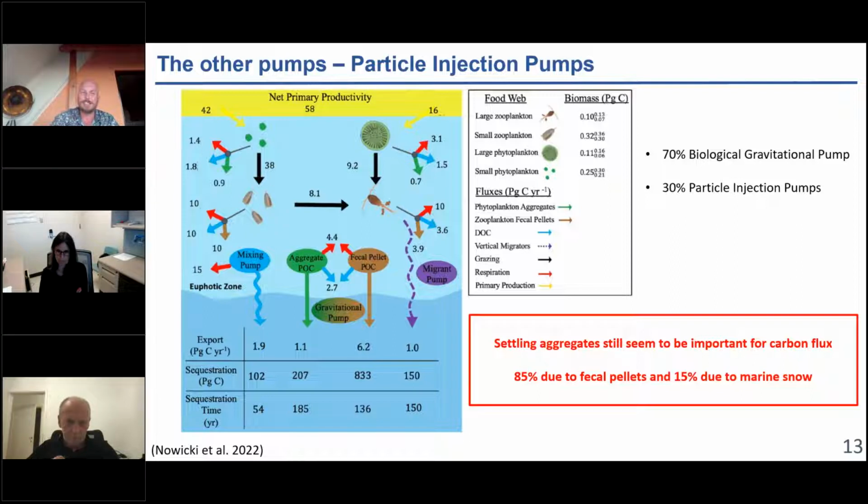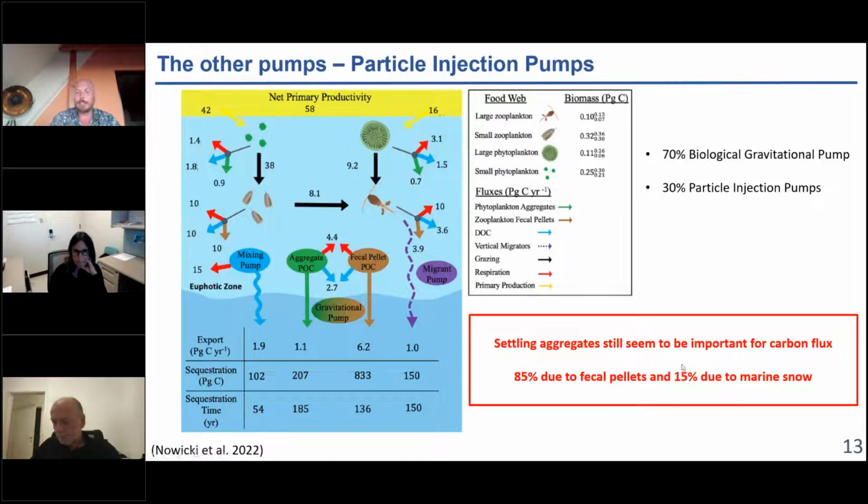And I think this is a seasonal thing when you're really studying it. I mean, you have different seasons. Right after the peak of the spring bloom in the temperate regions, you will have a lot more marine snow than fecal pellets.